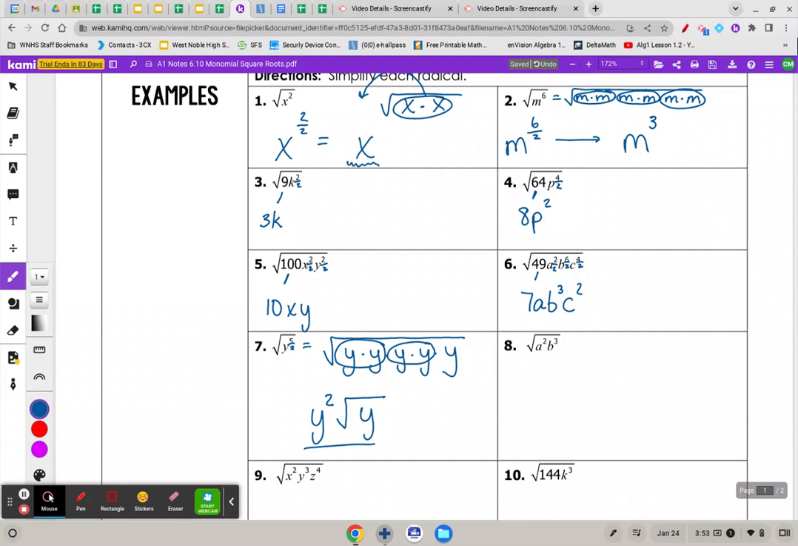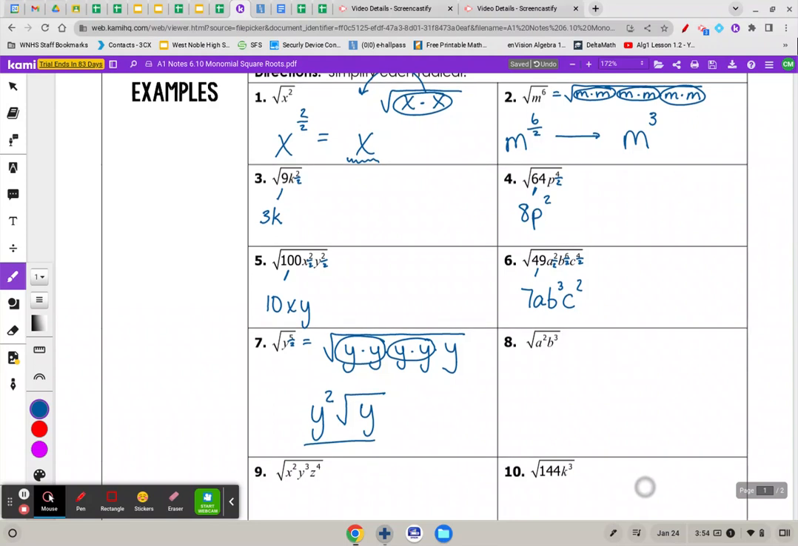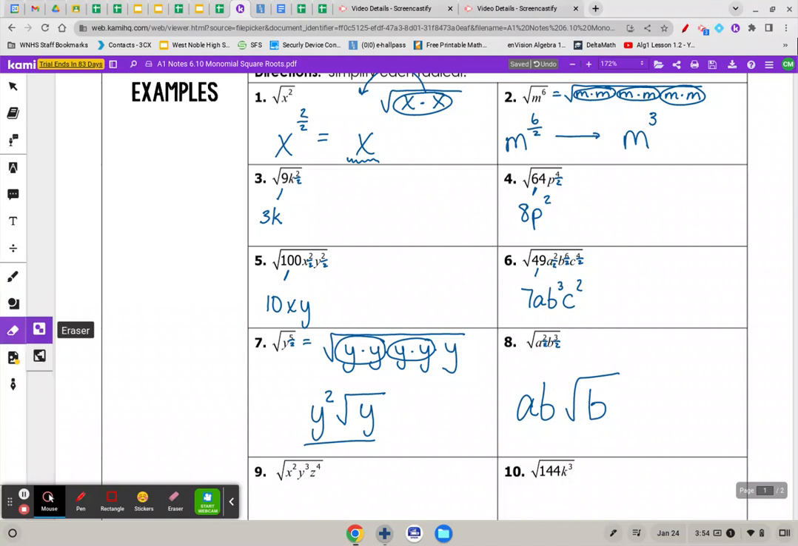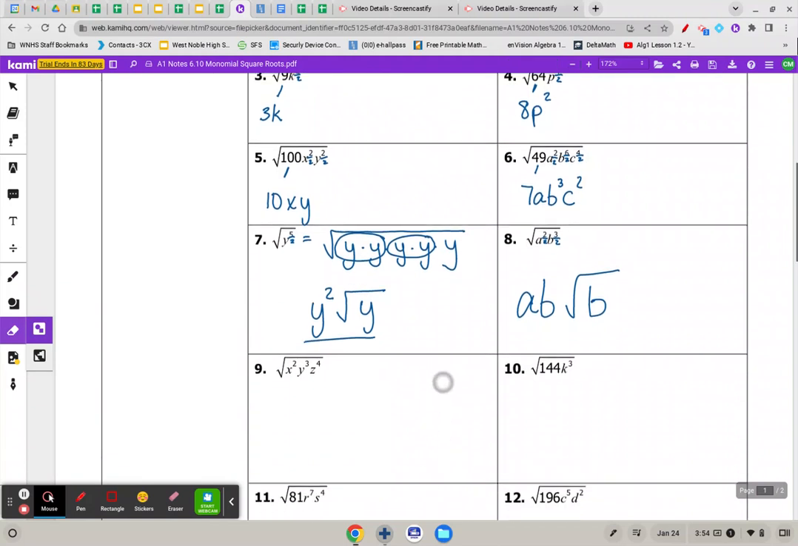So if we think about this next one that way, a to the 2nd with the exponent divided by 2, and b to the 3rd, the exponent divided by 2, you would end up with a to the first, b to the first, because 3 divided by 2 is 1, with 1 left over, and then b in the square root. Oops, sorry. This is not b to the second, it's b to the first. So it's a times b times the square root of b is our simplified form.